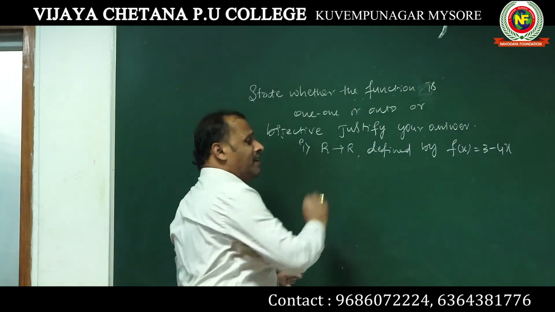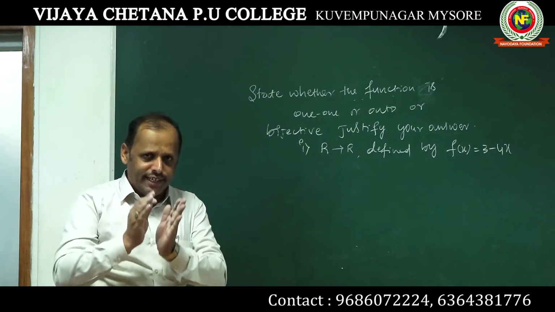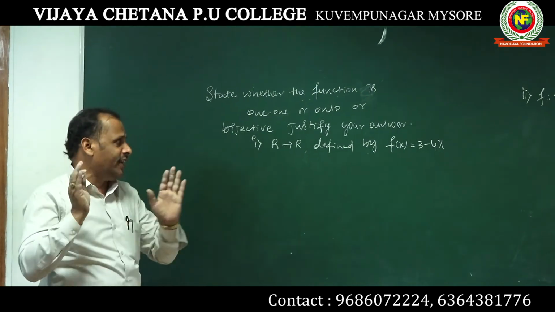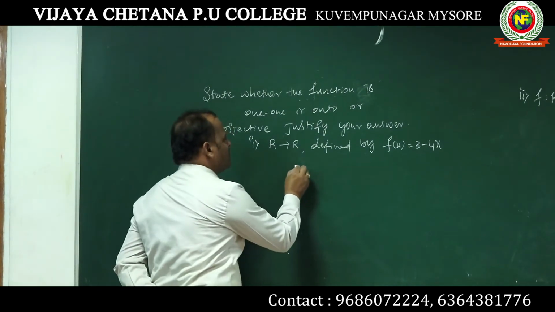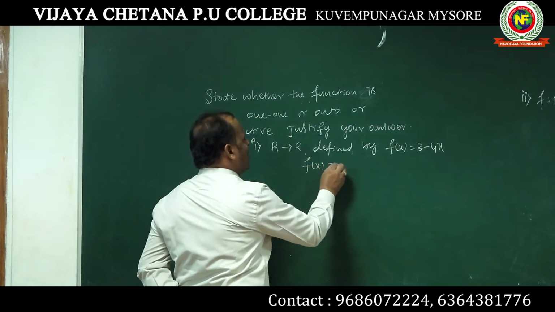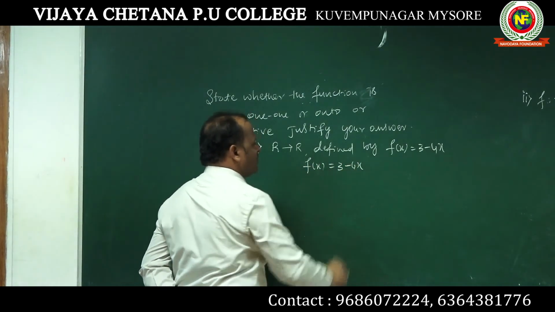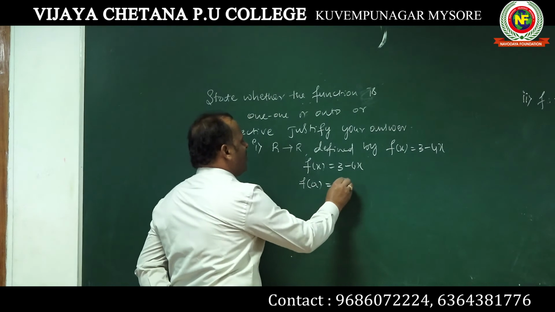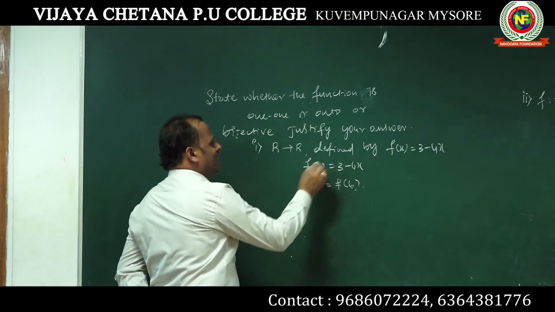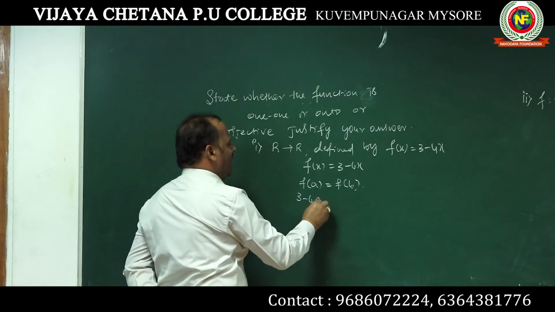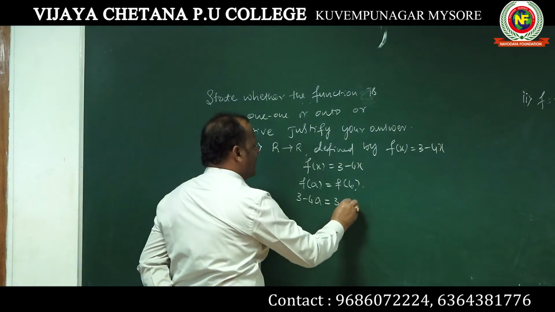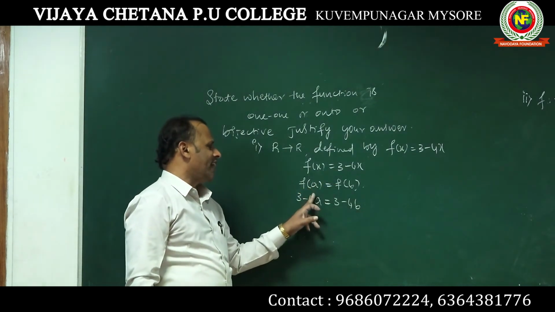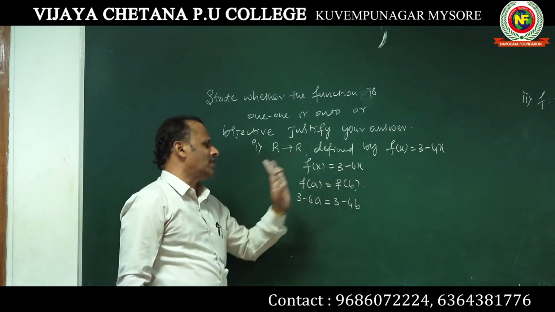R to R means we can take all numbers: integers, natural numbers, rational numbers. Here f of x equals 3 minus 4x. Now listen here. f of a equals f of b. Now here 3 minus 4a is equal to 3 minus 4b. I just have to substitute the a value on the left hand side, and on the right hand side I substitute that b value.